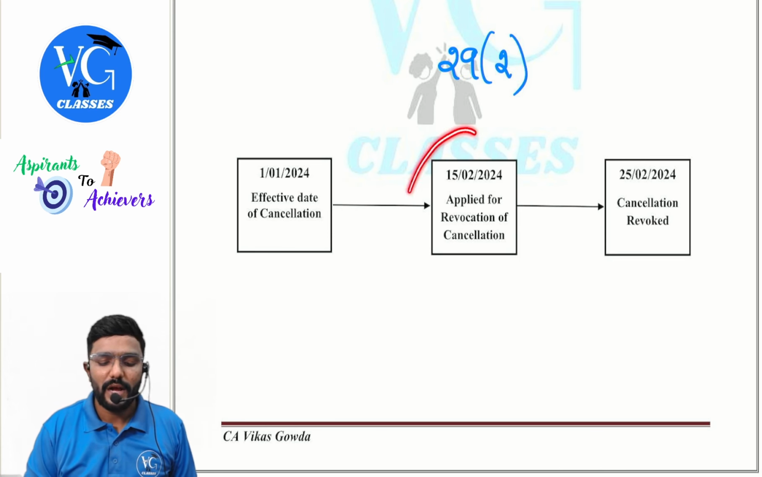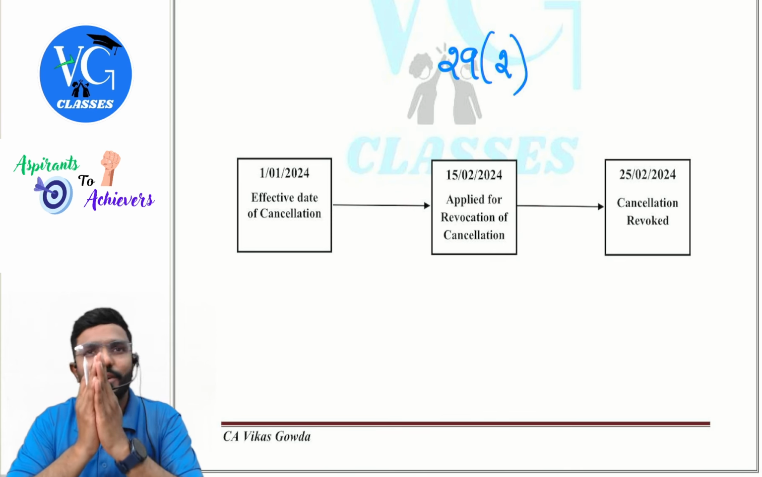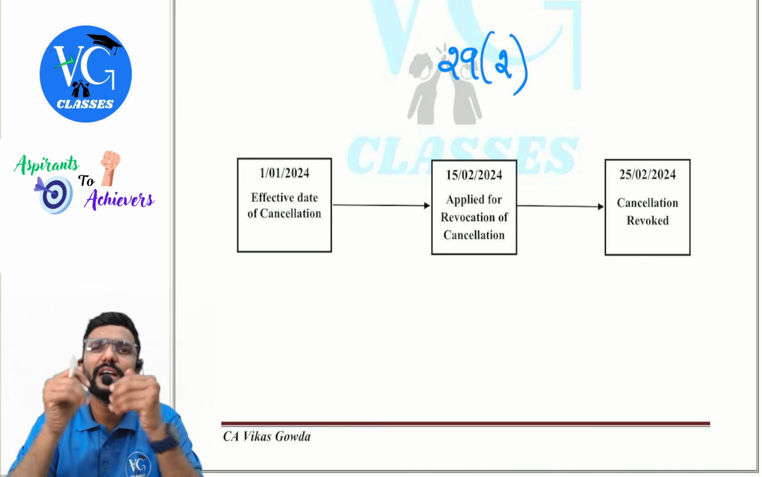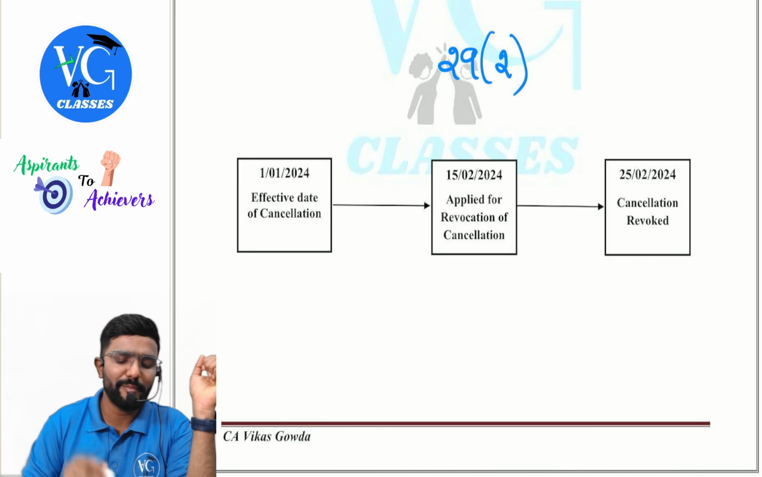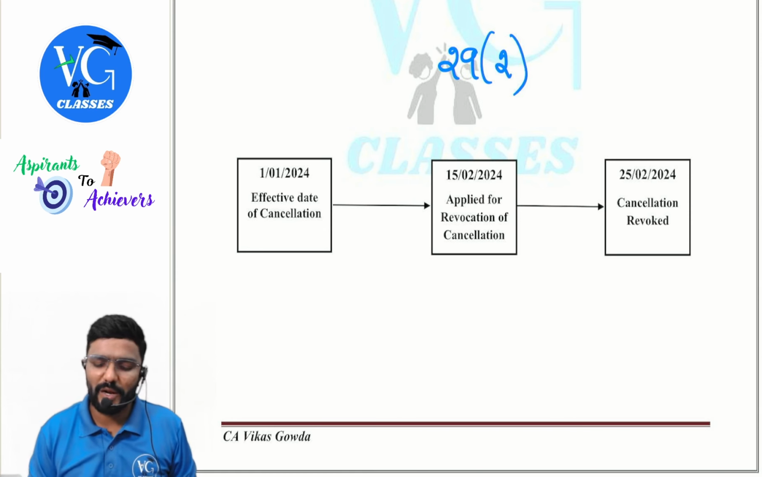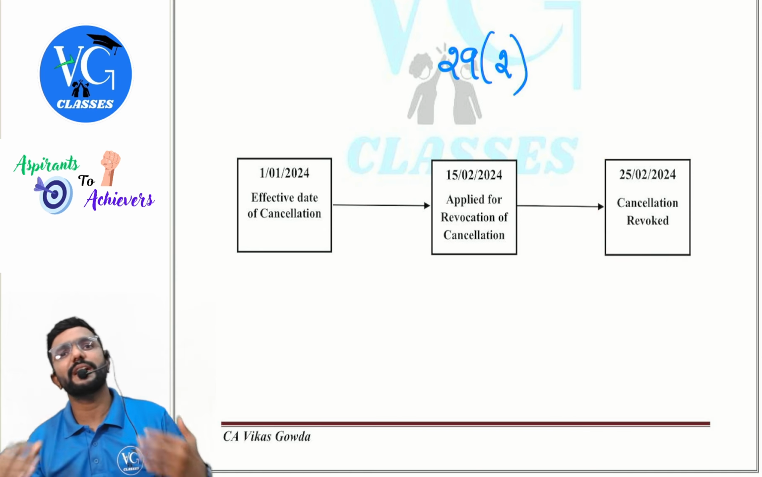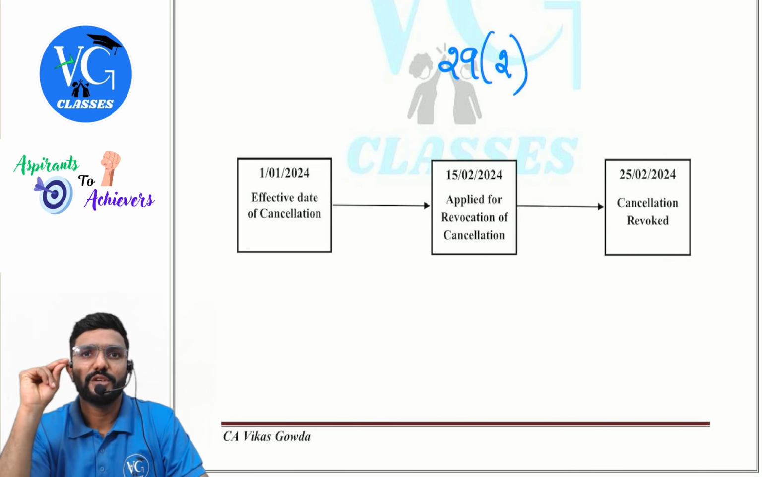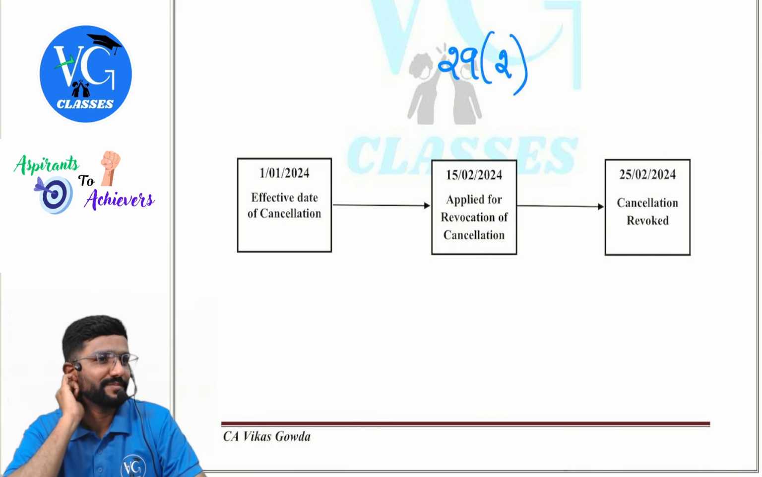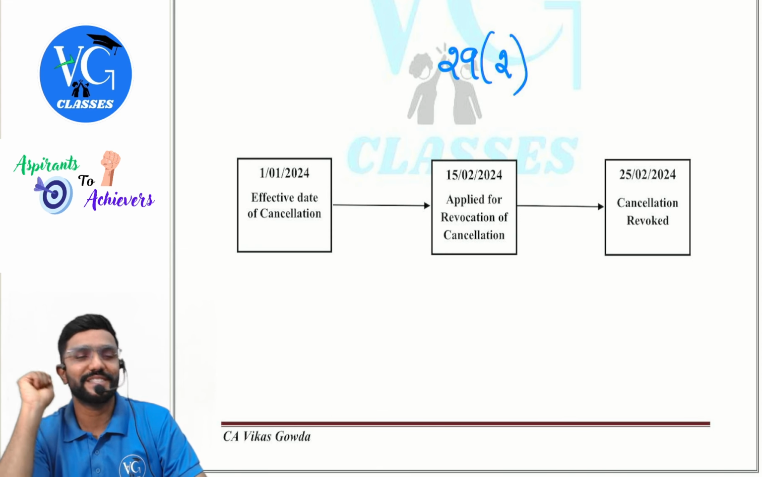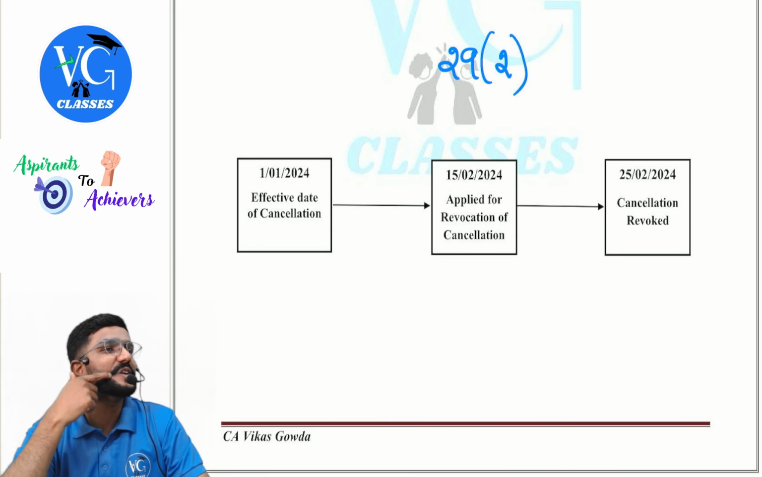Now, sir, I applied for revocation of cancellation. Sir, please give back my registration, and I applied for it. And everything I have made good. All the pending returns, payments, everything I have made good. So the proper officer was happy. He told, okay, because we are granting you, we are giving you back your registration. So cancellation is revoked. That means I am again a registered person. I will continue to be a registered person.